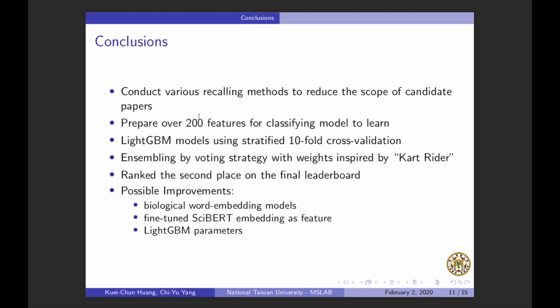In conclusion, we conducted various recalling methods to reduce the scope of candidate papers. Next, we prepare over 200 features for the classifying model to learn. Then, we train LightGBM models using stratified tenfold cross-validation. Finally, we ensemble by a voting strategy with weights inspired by Card Rider. Also, we come up with some possible improvements for our performance, such as continuing training biological word embedding models, using fine-tuned SciBERT embeddings as features, and tuning LightGBM parameters such as the objective function.